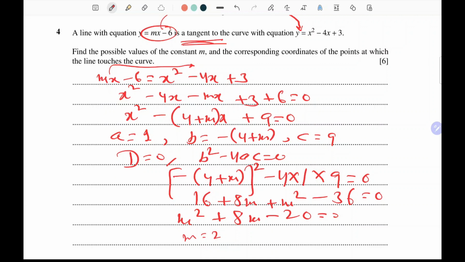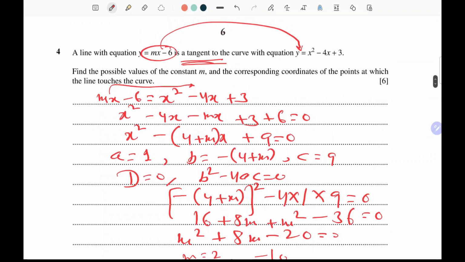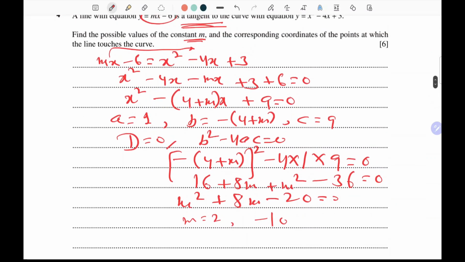What do we need to find, guys? We need to find possible values of m. m equals 2 I got, and anything else? m equals minus 10 also I got. So what was the question? To find the possible values of constant m, and the corresponding coordinates of the point at which the line touches the curve. So we got two values of m, guys, 2 and minus 10.